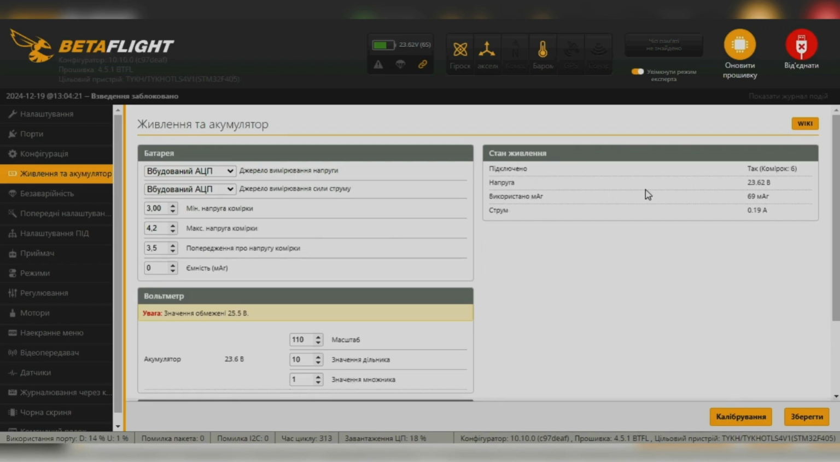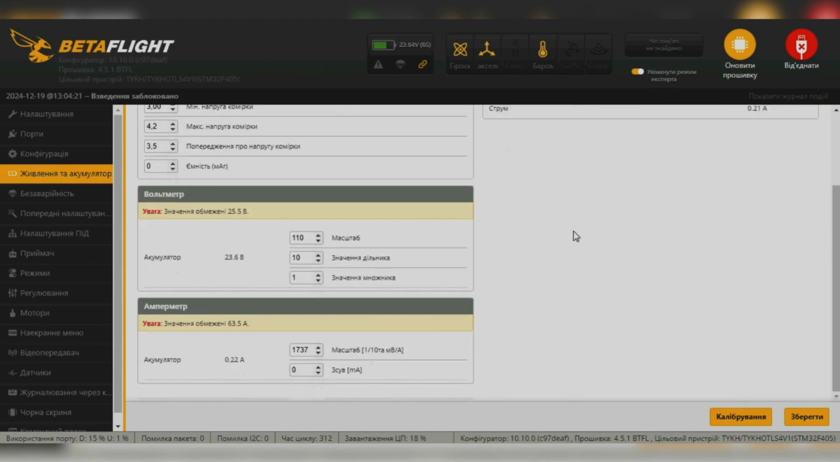The Power State subsection displays the current battery voltage and the real-time current draw of the quadrocopter. If we scroll down, we find additional subsections such as voltage meter. Here we can see the current battery voltage and parameters like scale, divider value and multiplier value, which we will discuss later.